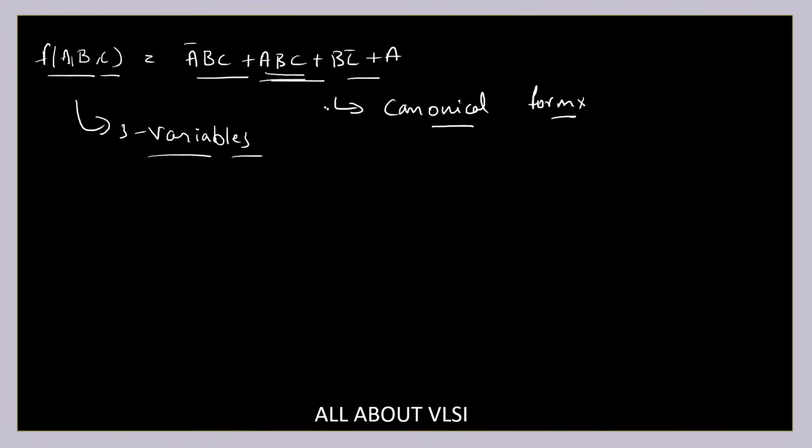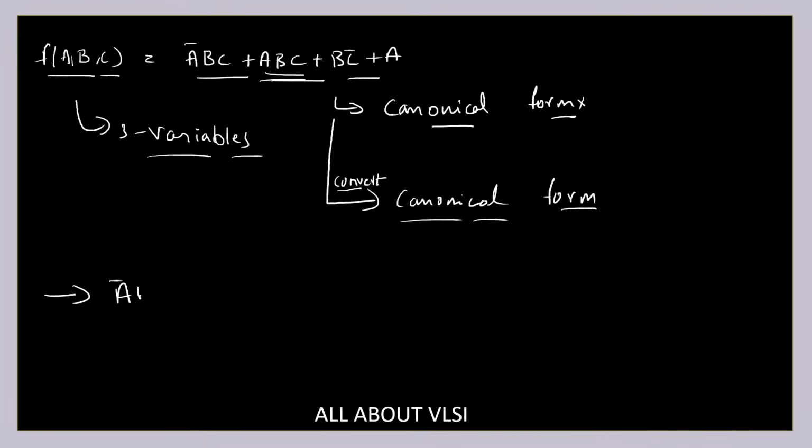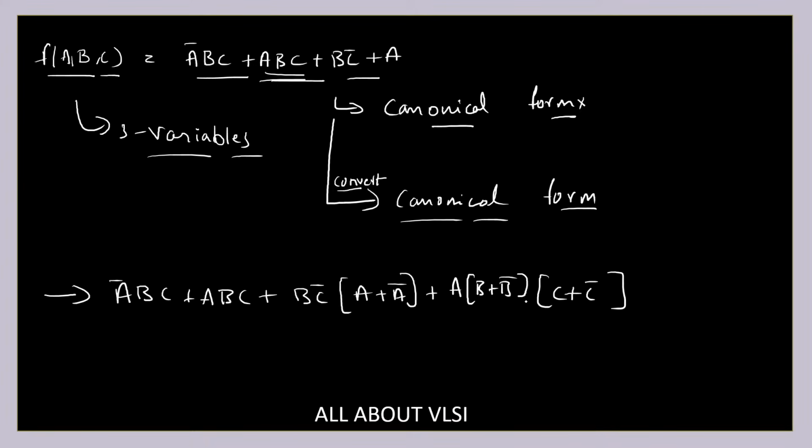So what I should do is convert this particular expression into canonical form. Then after converting into canonical form, I can derive my minterms from this expression. How to convert this into canonical form? A complement BC plus ABC plus BC complement into (A plus A bar) plus A into (B plus B bar) into (C plus C bar). Then I convert it into canonical form as this.